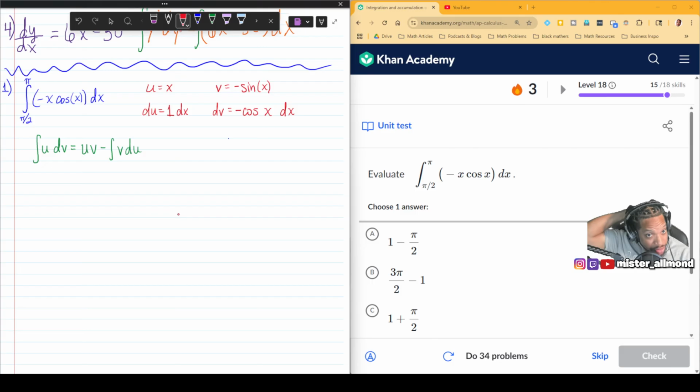Okay. So now I'm just going to see if I can match up formats. Because I already got my original integral written as u dv. Now I'm going to write this as uv, so that'll be negative x sine of x. That's my uv. Minus the integral of v, which is a negative sine. So since I'm subtracting a negative, I'm just going to go plus sine of x, and then du is just dx. So that actually looks pretty good. I'm not going to lie.